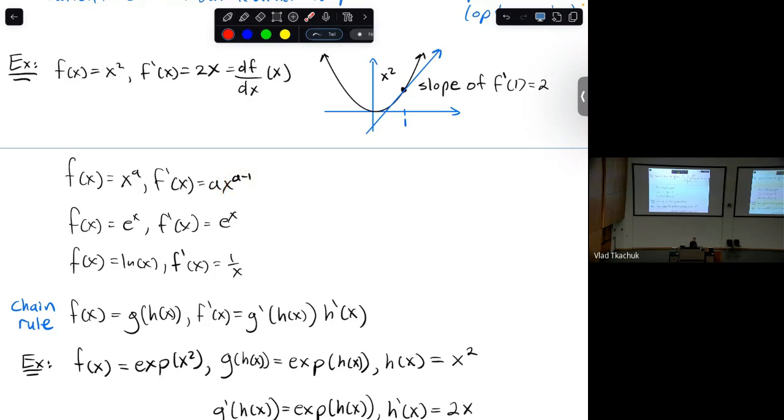And for exponentials, it's literally the same. The derivative is just the same, which is really cool. That's one way to characterize the exponential. It's the function that when you take its derivative, it's the same function. And then the logarithm's derivative is this 1 over x thing.